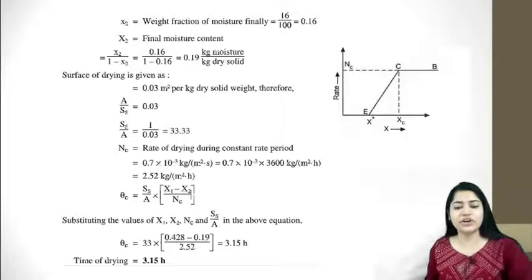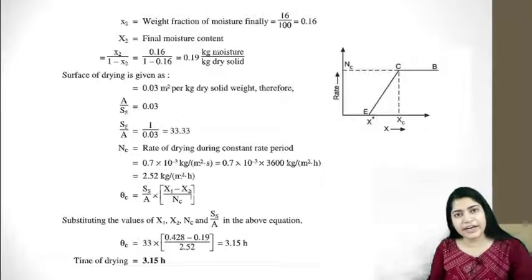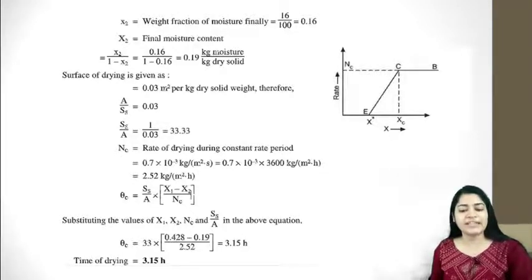You have been given the drying surface, 0.03 meter square per kg dry solid. Here dry solid is given, hence we can take this directly. If wet solid had been given, you would have to do further calculation. So A by SS is given as 0.03, so SS by A is 1 upon 0.03.